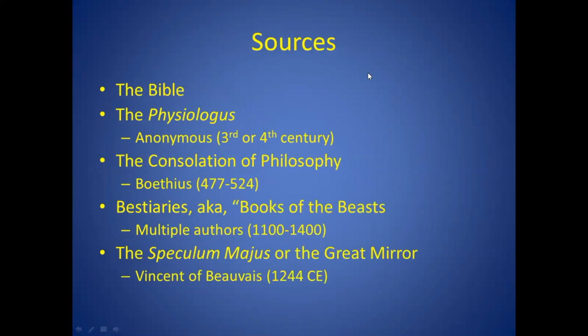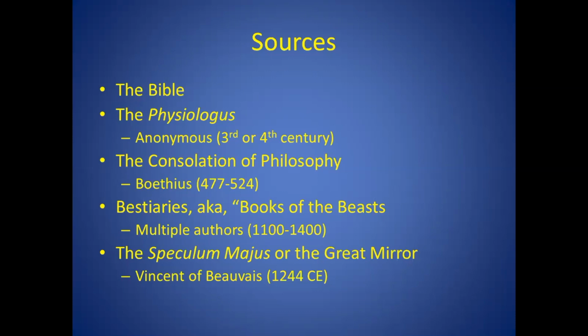Our sources for this will be the Bible, and a book called the Physiologus, written anonymously in the 3rd or 4th century, which draws on a lot of Roman and Greek notions about nature and animals, some of it based on scientific observation and some of it just based on legend, and a lot of that crept into books that came later. Another book that we'll be looking at is something called A Consolation of Philosophy. More on that later. It was written around 500.